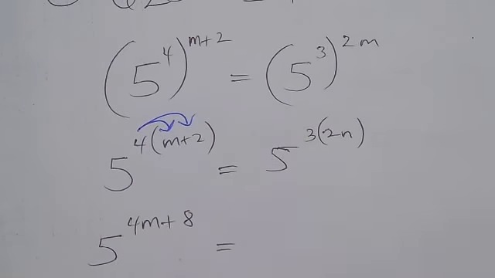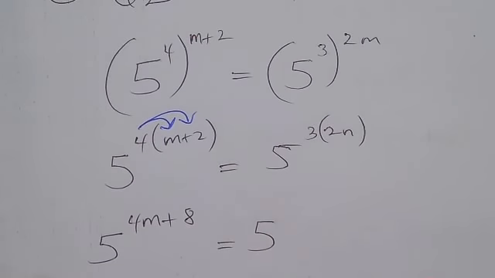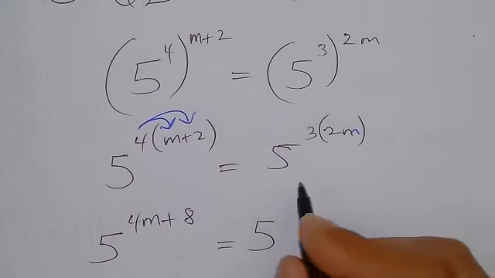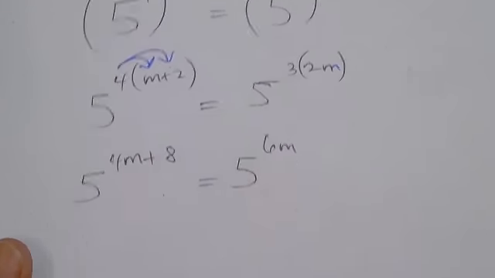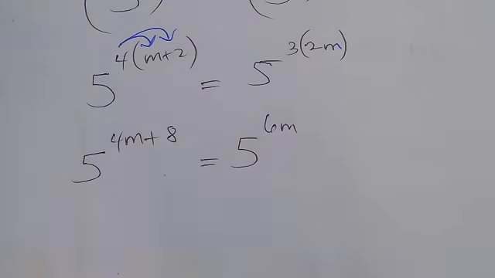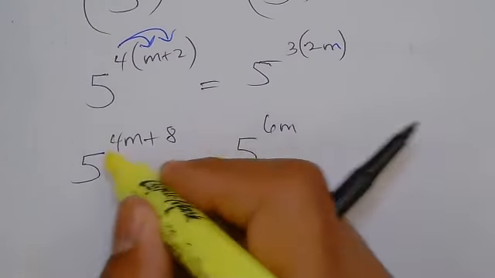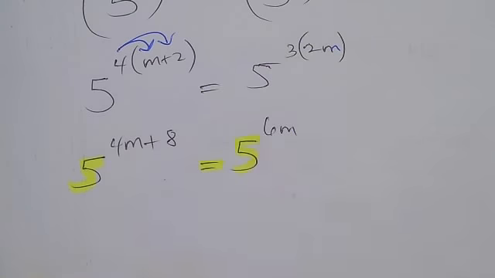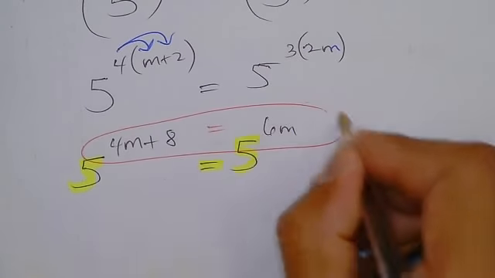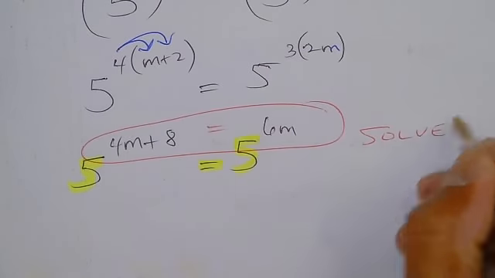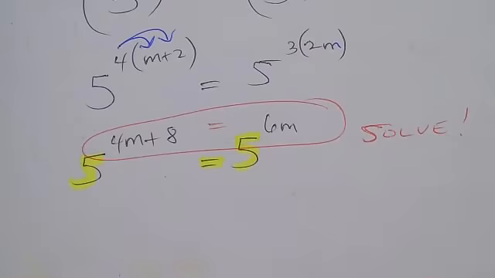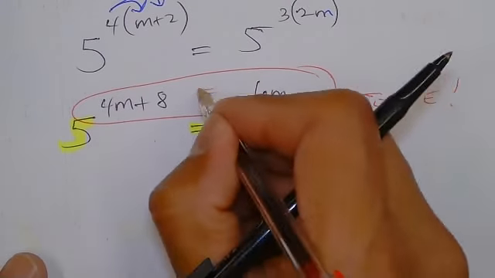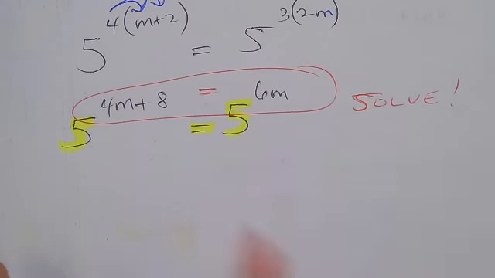Okay, that's going to be 5 to the power of 4m plus 8 equals, because you have to distribute, right? 5 to the power of 6m. And once the bases are equal, I don't need to work with the bases anymore. Once those are equal, I just got to work up here and put these equal to each other. Yeah.